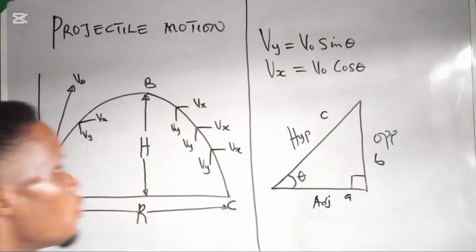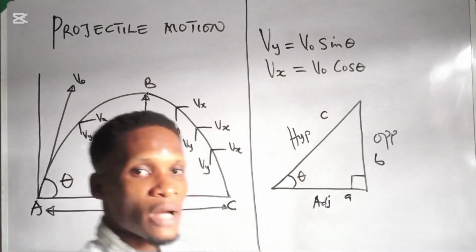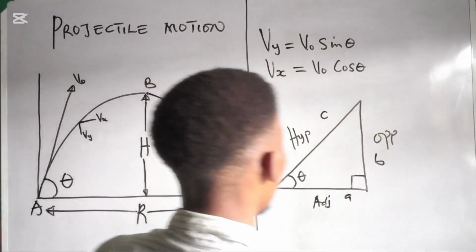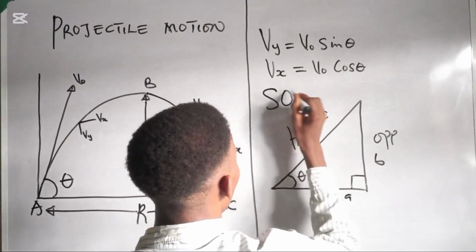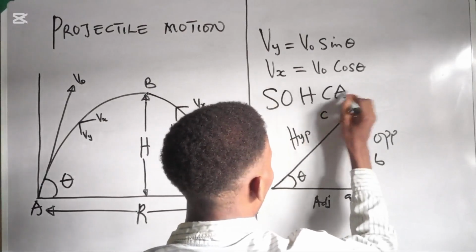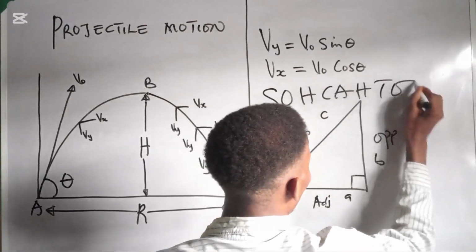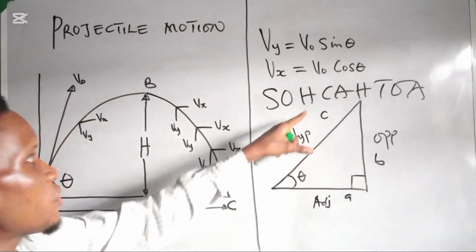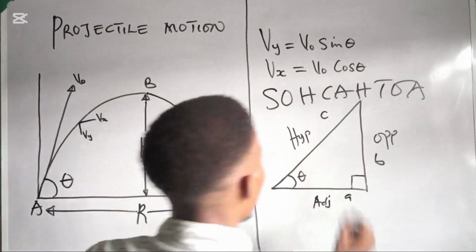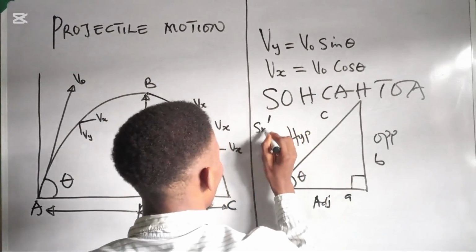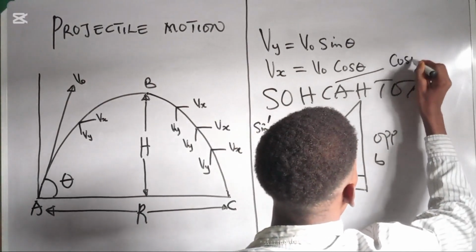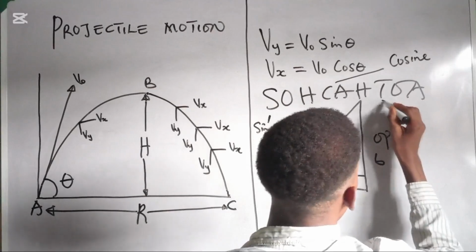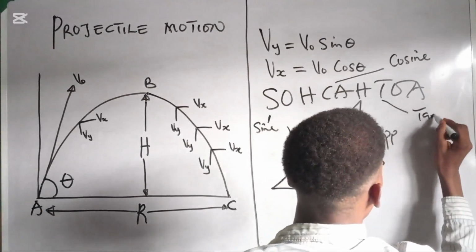So there is what we call SOHCAHTOA in mathematics. This SOHCAHTOA stands for sine, then cosine, then tangent.